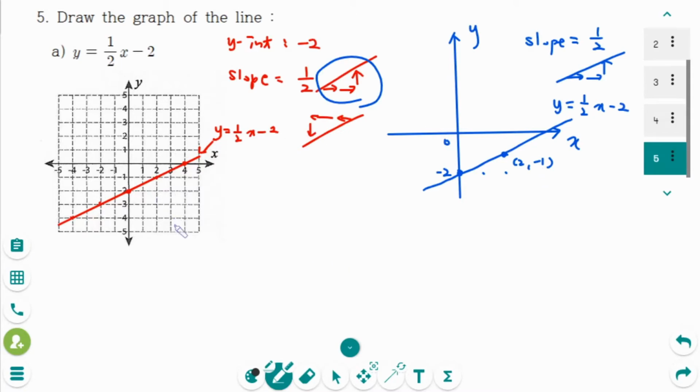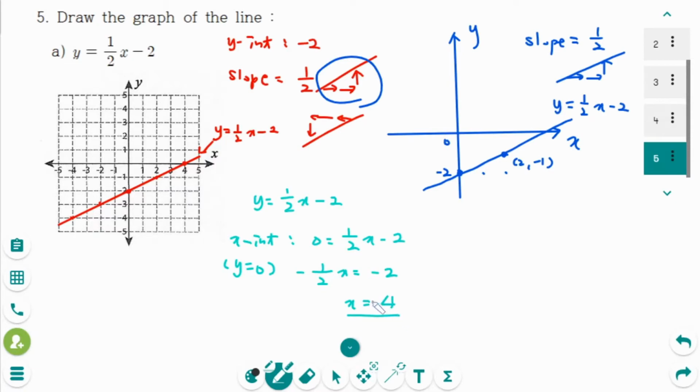Or we can use x and y intercept. So y equals 1 over 2x minus 2. So what is x-intercept? When y equals 0, so 0 equals 1 over 2x minus 2. So minus 1 over 2x equals minus 2. Then x equals 4. This is x-intercept. And y-intercept, we already know which is minus 2.